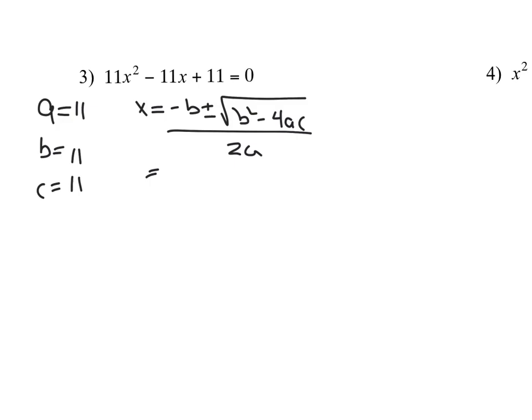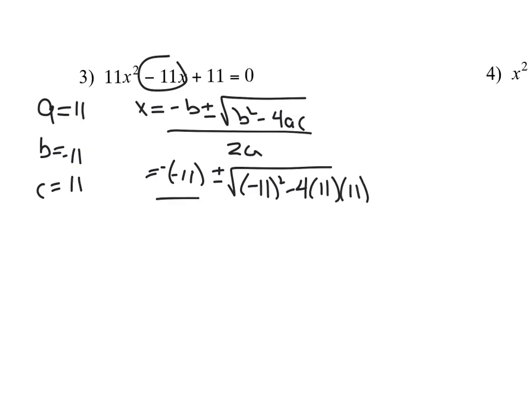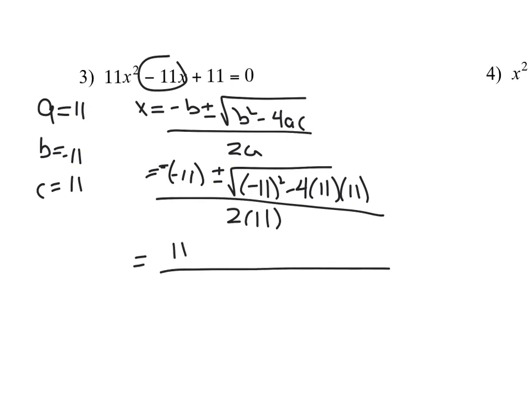This is an interesting problem where all the A's, B's, and C's are 11, except for B, which is negative 11. So just make sure you make that distinction. So we're going to say negative 11 plus or minus negative 11 squared minus 4 times 11 times 11, over 2 times 11 on the bottom. Positive 11, that's the negative of a negative, and then 2 times 11 is 22. First time we've seen something other than 1 in the bottom.